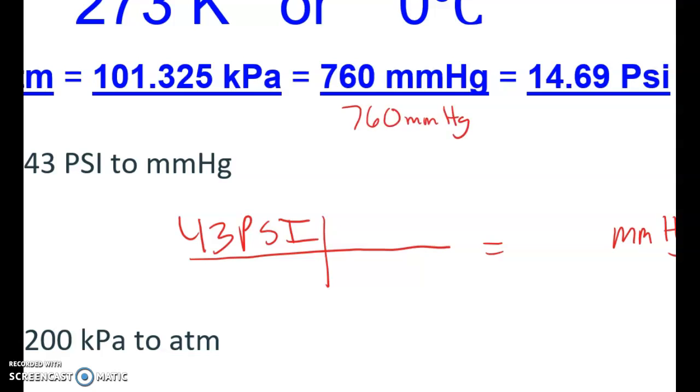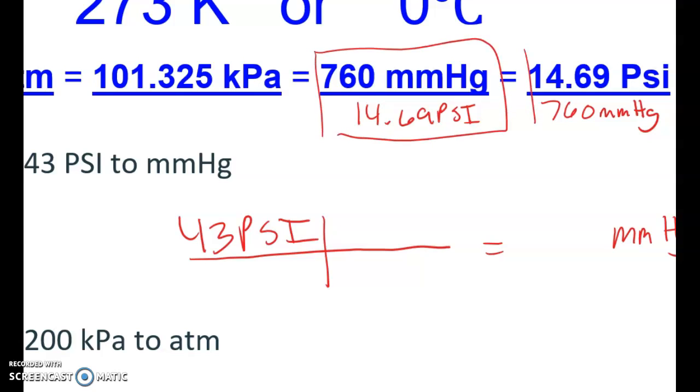You can write it two ways. Here, I'll make it simpler than that. Since they're equal to each other, I can put 14.69 psi right here, and I can put 760 millimeters of mercury right here. Okay, so here's one conversion factor, and here's another conversion factor. Now let's look and see what we need to plug in right here.